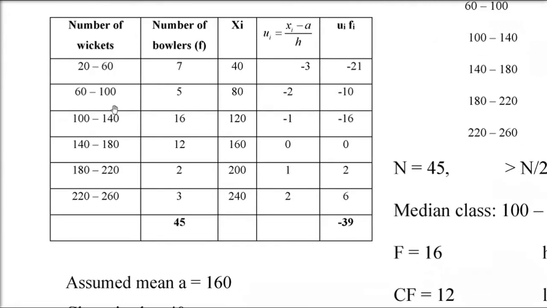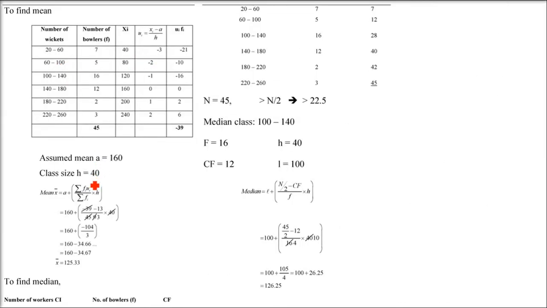If you see here, number of wickets, whatever is given, we have the first and second column directly written. Now xi is what? We have to find the middle value. 20 plus 60 by 2, 60 plus 100 by 2, 100 plus 140 by 2, 140 plus 180 by 2. Like this, you can go up to 220 plus 260 by 2. Now we'll take the assumed mean. You can take either 120 or 160. And all the values which you get, this A, assumed mean, is already there. Xi is 40, 80 till 240.